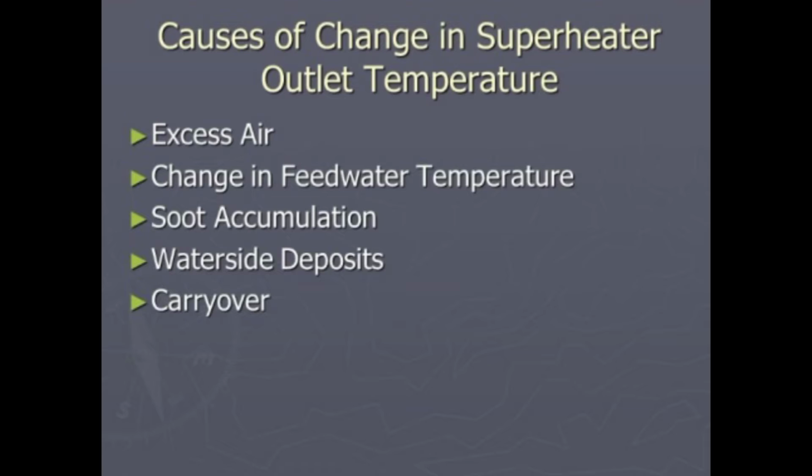And number two is change in feed water temperature. If you increase the feed water temperature, then steam outlet temperature will also increase, and efficiency of the system overall will increase. And soot accumulation: if on the superheater we have soot accumulation, then definitely there will be low heat transfer and the steam outlet temperature will be low.